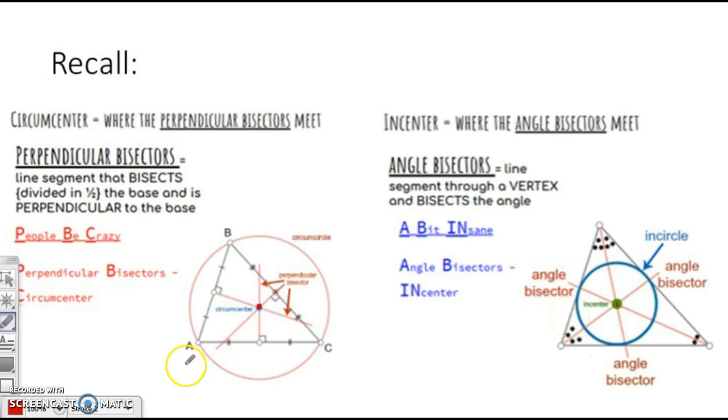Alright, and I have a hard time with memorizing things, so I remember this little rap, and it starts off by saying, people be crazy, a bit insane. And that helps me remember that people be crazy reminds me that the perpendicular bisectors create the circumcenter. And then a bit insane reminds me that the angle bisectors create the incenter. Alright, so that's just some stuff to recall.